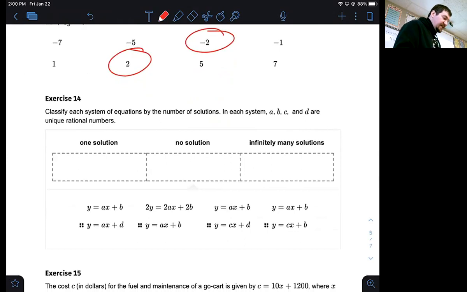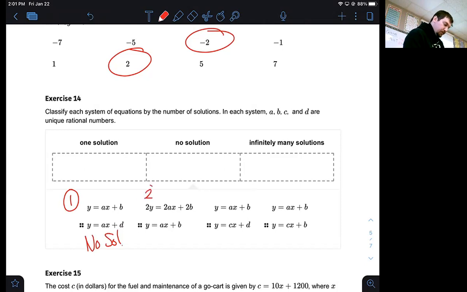Number 14, classify each system of equations by the number of solutions. In each system, A, B, C, and D are just unique rational numbers. So I want you on your paper to put 1, 2, 3, 4 underneath number 14. And then we'll write 1, no, or many. Let's look at number 1. Are the slopes the same? Yeah, it's kind of tricky because it gives you letters, but they are the same, so they're special. Are the y-intercepts the same? No, so no solution, they will be parallel. So put no solution for number 1.